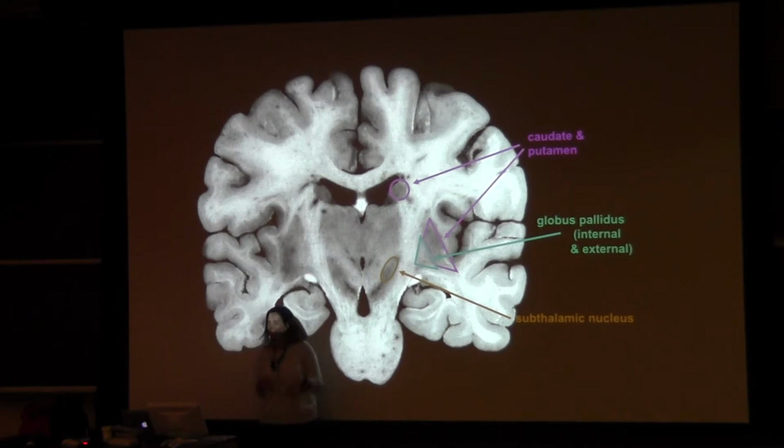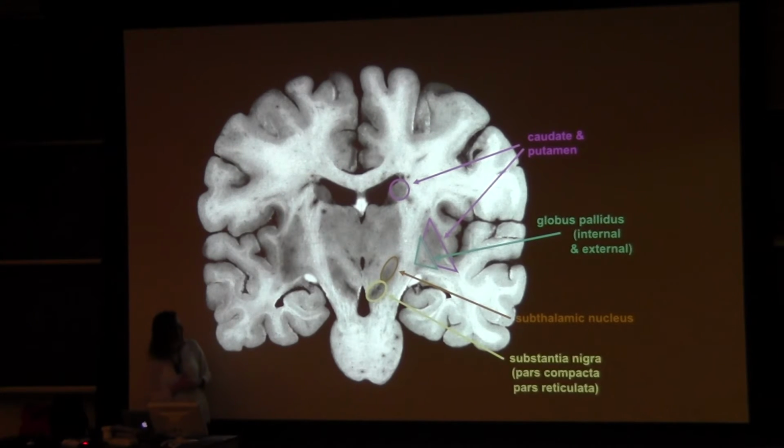So the internal segment is an output structure of the basal ganglia, and it's the output structure that's important for controlling body movements. And the external segment is really just a part of the circuit, and I don't think anybody truly understands what its function is, but I'll show you where it sits in the circuit diagram, in the wiring diagram. So globus pallidus sitting next to putamen. The internal segment is an output structure of the basal ganglia, projects out to the thalamus, and the external segment is part of the circuit.